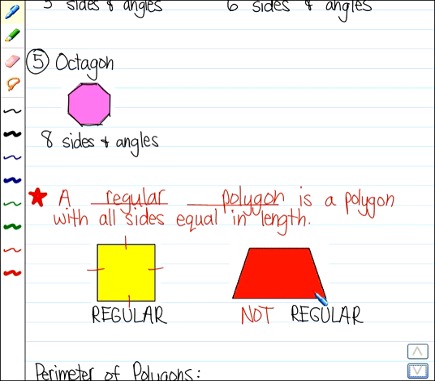Now the trapezoid here is a polygon, it's got all straight sides and it's a closed figure, but it's considered not regular because all of the sides are not equal in length. This side here is obviously significantly shorter than this side, and these two sides are smaller than this bottom side as well. So it's not regular because all of the sides are not equal in length.